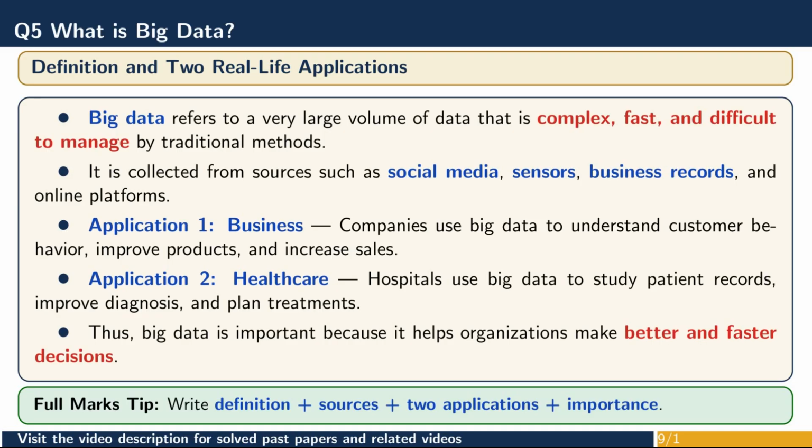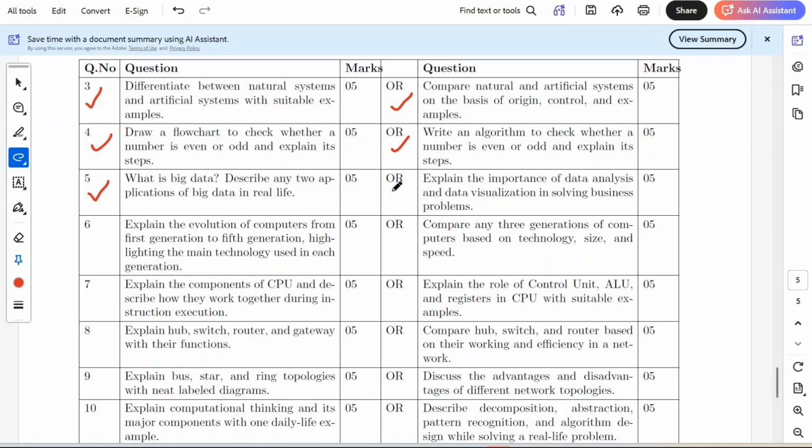Application 1 is business. Companies use big data to understand customer behavior, improve products, and increase sales. Application 2 is healthcare. Hospitals use big data to study patient records, improve diagnosis, and plan treatments. Thus, big data is important because it helps organizations make better and faster decisions. Full marks tip is you have to write definition, source, application and importance.